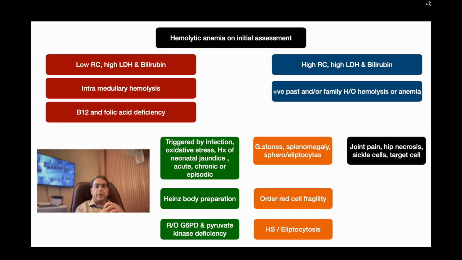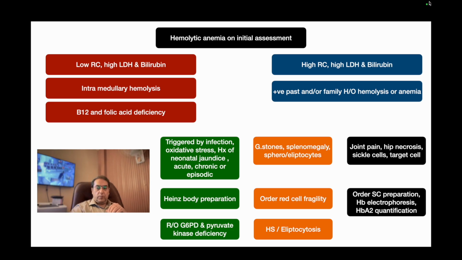And if the patient has joint pain, hip necrosis, sickle cells and target cells, and also some patients may have skin ulcers, order a sickle cell preparation, hemoglobin electrophoresis, and hemoglobin A2 estimation. This possibly could be sickle cell disease or thalassemia.